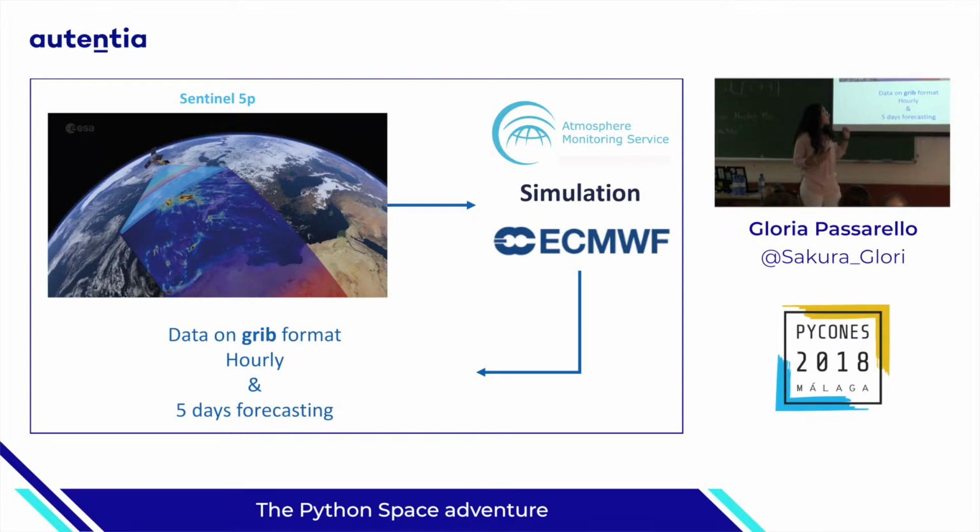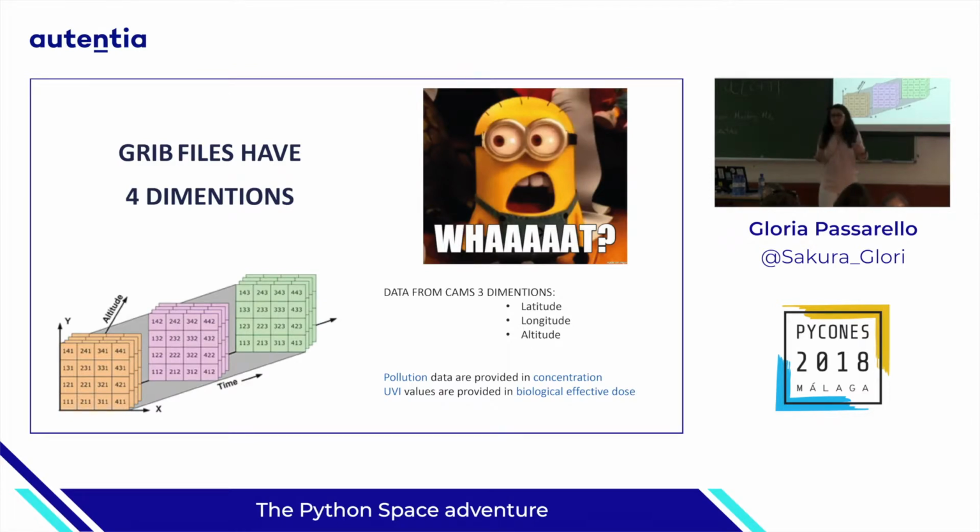So the data are in a grid format, but what are these grid formats? These data are crazy data because they have 4 dimensions in one file. So basically we have longitude, latitude, altitude, and the time. And data from Copernicus has only 3 dimensions: latitude, longitude, and altitude.